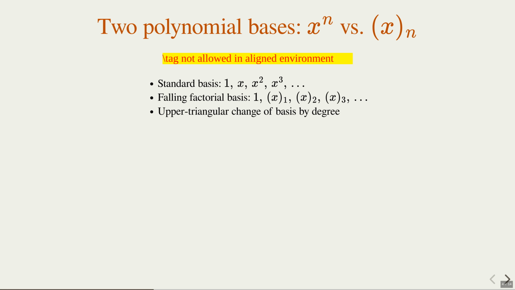Why do you say the change of basis is triangular? Because each falling factorial of length k expands to x to the k plus lower powers only, so degrees do not mix upward, which guarantees uniqueness of the conversion.